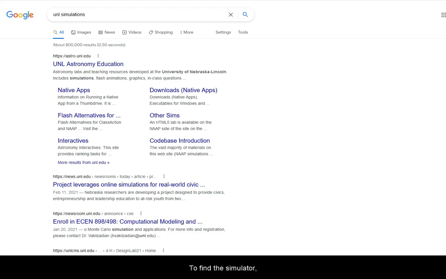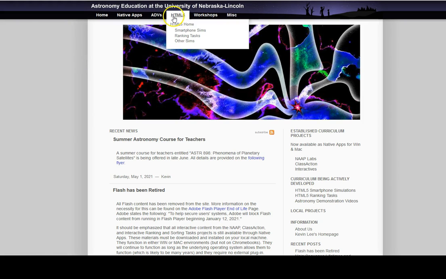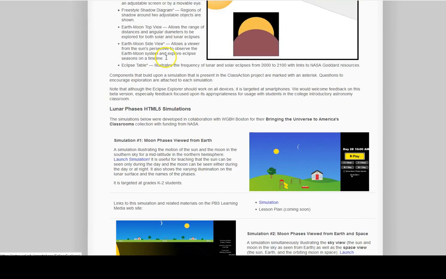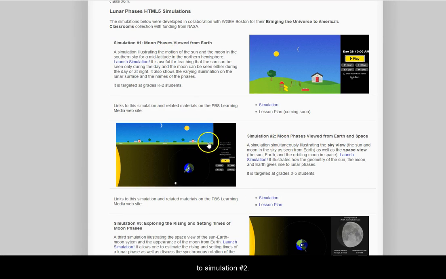To find a simulator, you can type into a search engine UNL simulations, find the one that's for astronomy education, and amongst the top menus, the one we are currently interested in is under smartphone sims. This also works on any browser. Scroll down to simulation number 2.